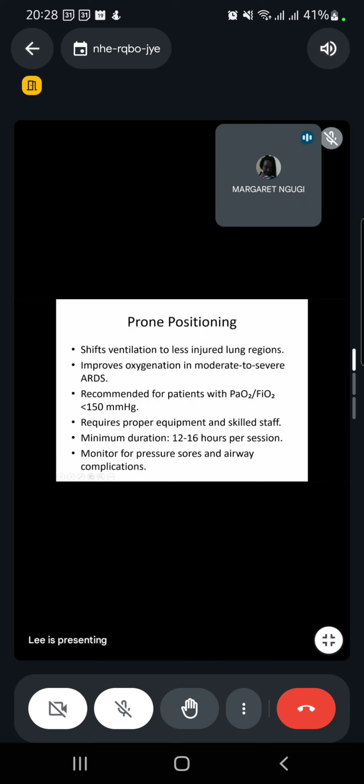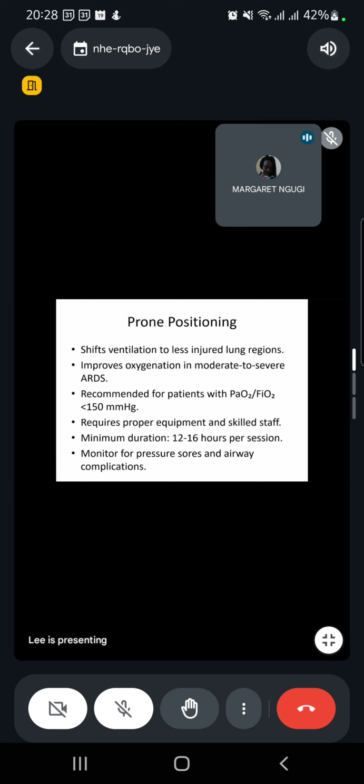Prone positioning has indications and contraindications. The contraindications are patients with severe life-threatening shock, raised ICP, spinal instability, and open wounds, but it is considered if the patient has severe hypoxemia. Prone positioning, I've been told, works, so you can employ it.